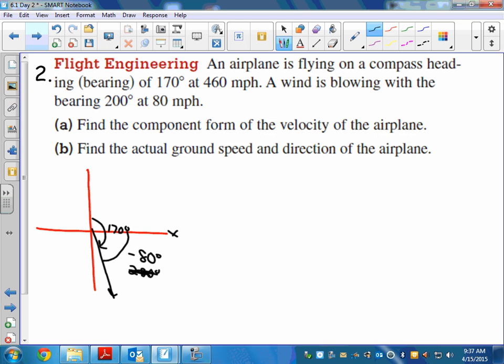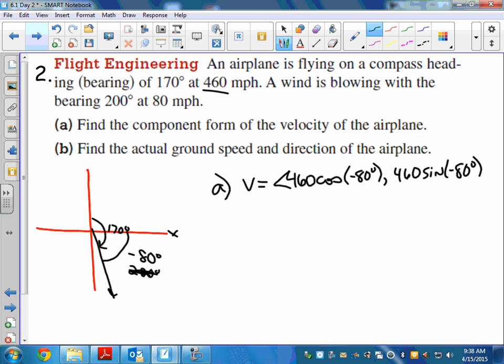So that's an important part. You have to figure out what the angle is. The magnitude we already know because they tell us it's 460 miles per hour. So if you can figure the angle out to do part A, all we have to do to find the component form of our vector is take 460 times the cosine of negative 80 and 460 times the sine of negative 80. And again, calculator. Anybody want a calculator? Make sure you're in degree mode. We've been doing a lot of radian stuff, but these always are in degrees. It's not going to be pretty.